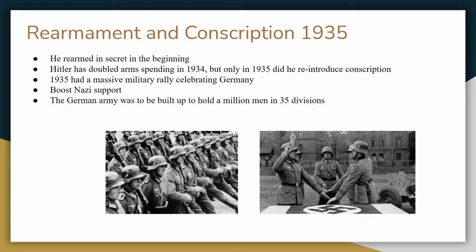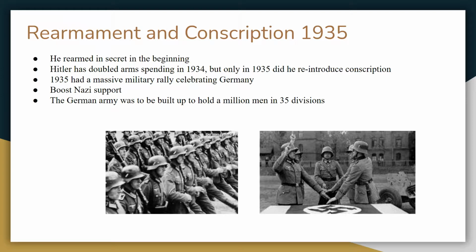So basically, before the disarmament conference, Hitler started rearming in secret. But then after the disarmament conference, he just basically didn't care. He wasn't part of the League of Nations anyway, and he doubled his spending on the army in 1934, and then in 1935, he reintroduced conscription.